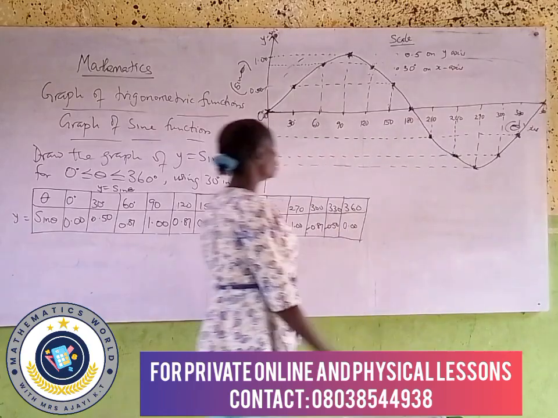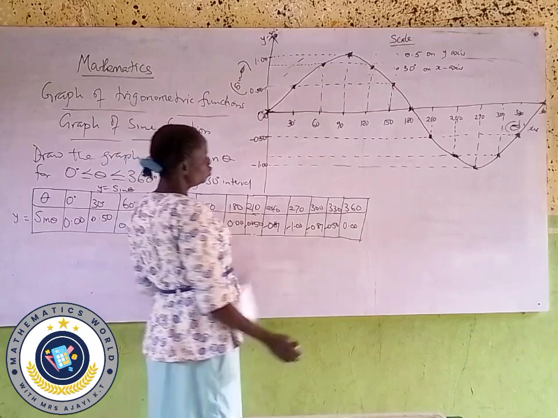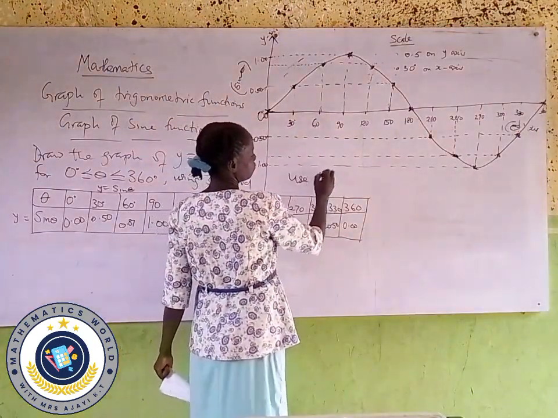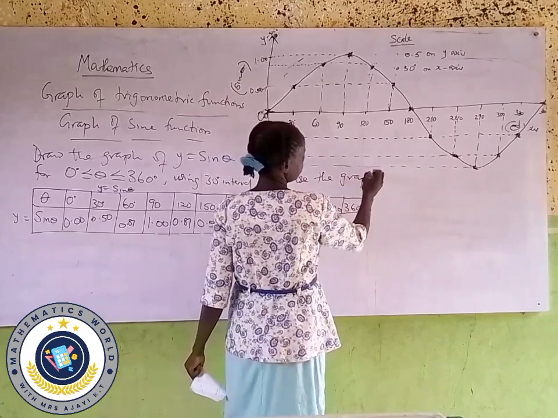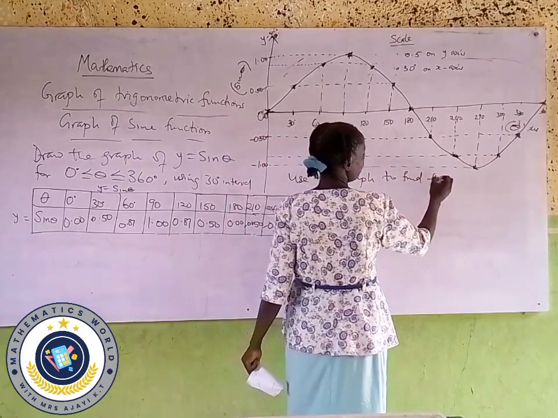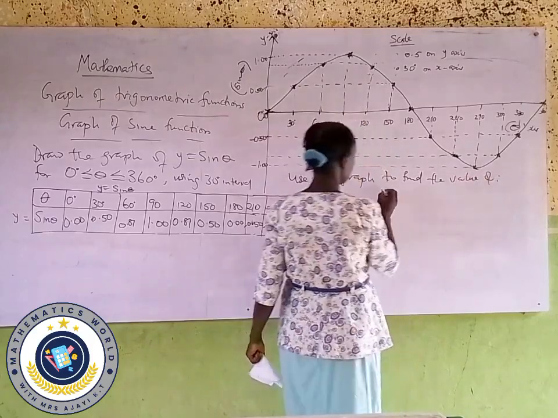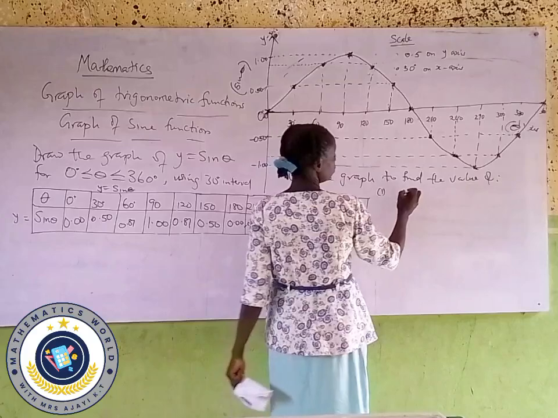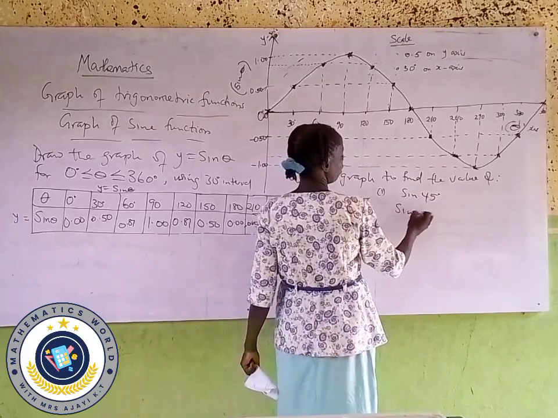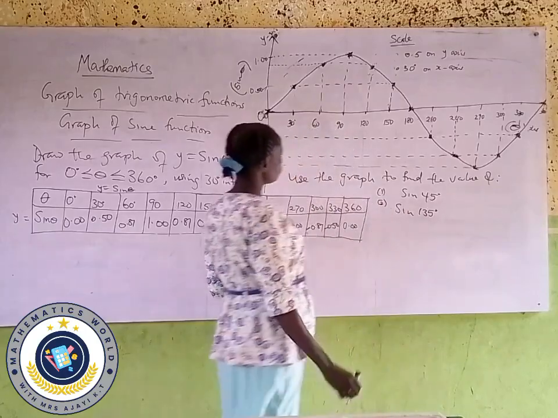So that is it. Supposing you are to use this graph to find the value of sine 45 degree from the graph, then sine 135. How do we go about it?